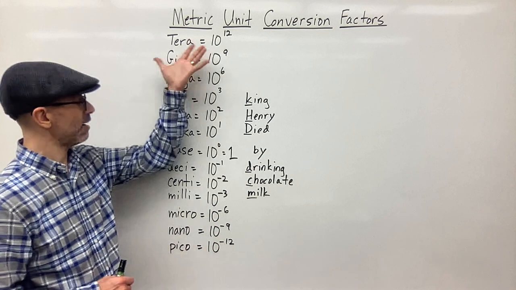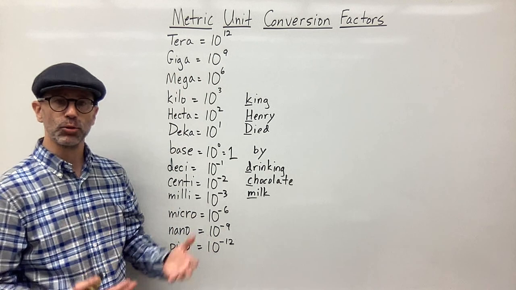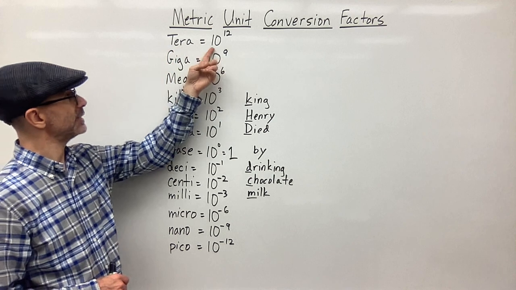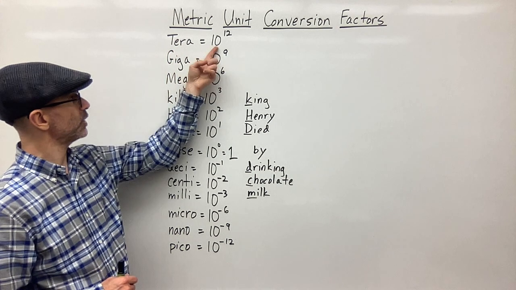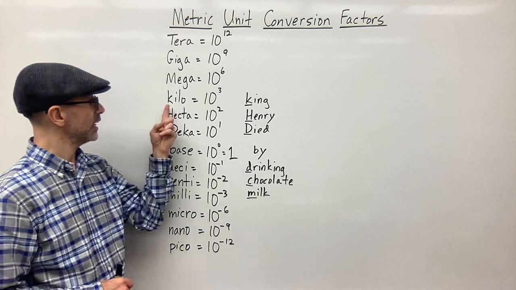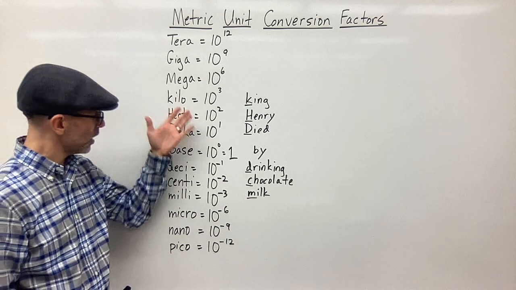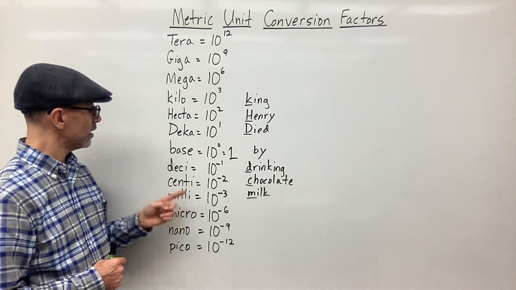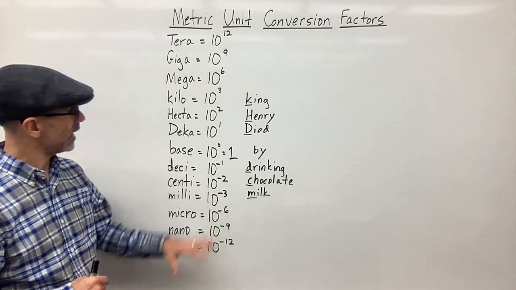So here I have a list of the prefixes in order of what their multiplier is. So here, for example, tera is 10 to the 12 and giga is 10 to the 9. So we have a trillion and we have a billion. Mega is a million, 10 to the 6. Kilo is 1,000, and so on. So here we have deci. Deci is 1/10. Centi is 1/100th. Milli is 1/1,000th. And so on.